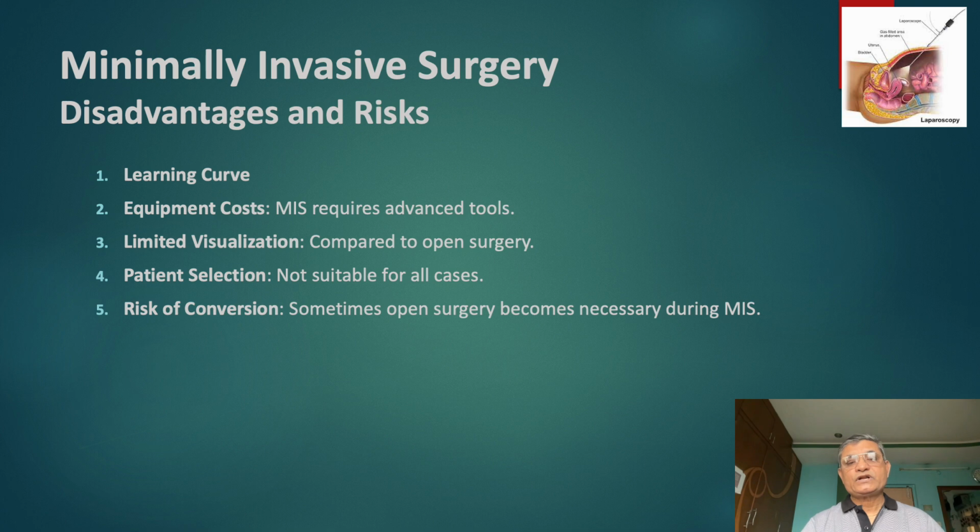Then there are potential complications for any surgery like infection, bleeding, and organ injury. And it's not possible to handle those situations laparoscopically. We have to convert quickly into the open surgery. For example, there is injury to the bile duct or injury to the hepatic vein, etc.